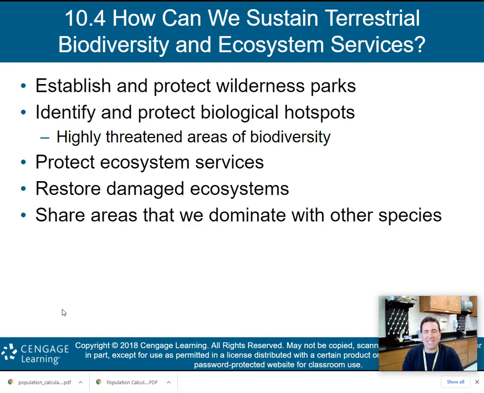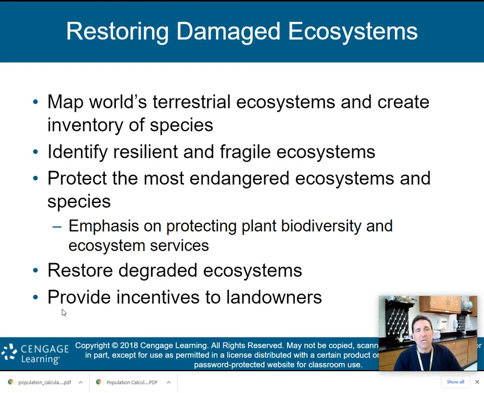We need to protect ecosystem services. We need to restore damaged ecosystems, and we need to share areas that we dominate with other species, because we are not alone on this planet, and we need to start realizing that. So, restoring damaged ecosystems, map the world's terrestrial ecosystems, and create inventory of species. Again, these are just more ways we can do this.